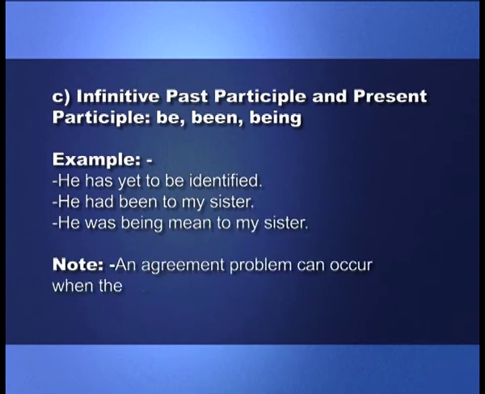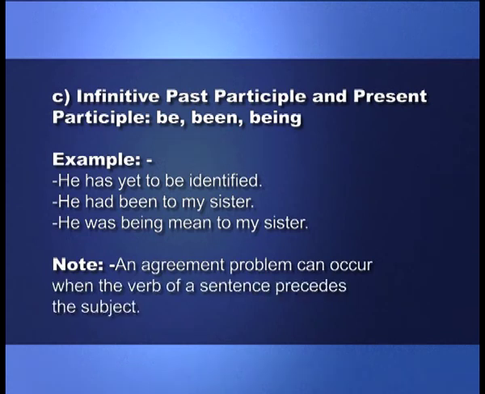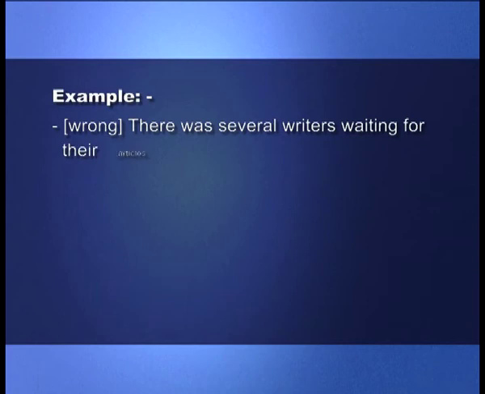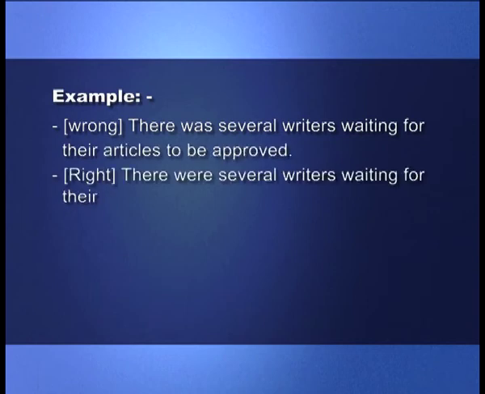Note: an agreement problem can occur when the verb of a sentence precedes the subject. Example: Wrong. There was several writers waiting for their articles to be approved. Right. There were several writers waiting for their articles to be approved.